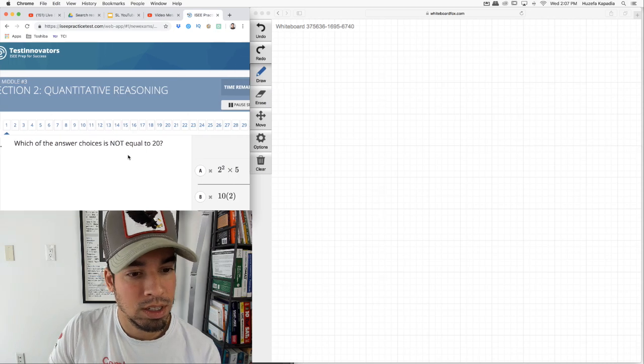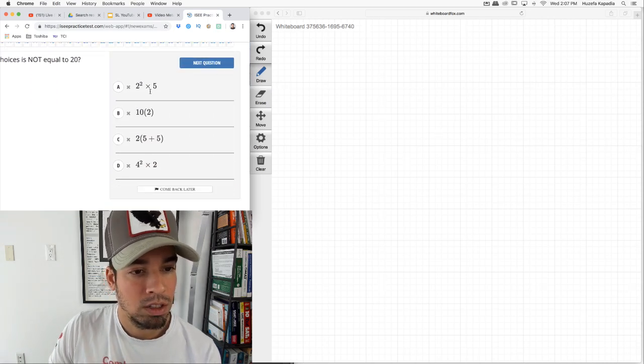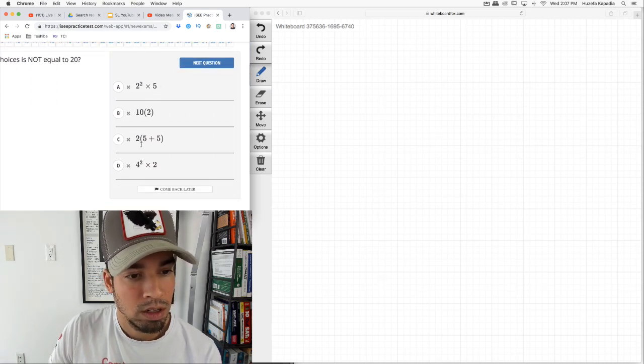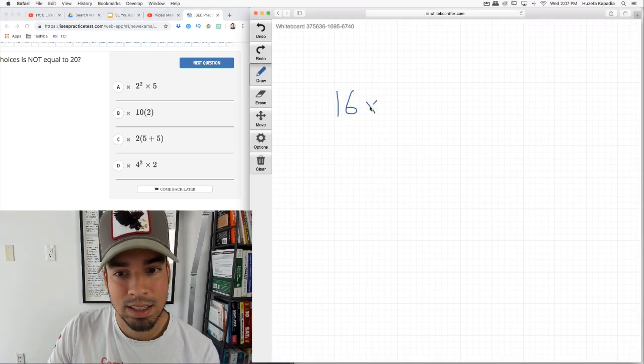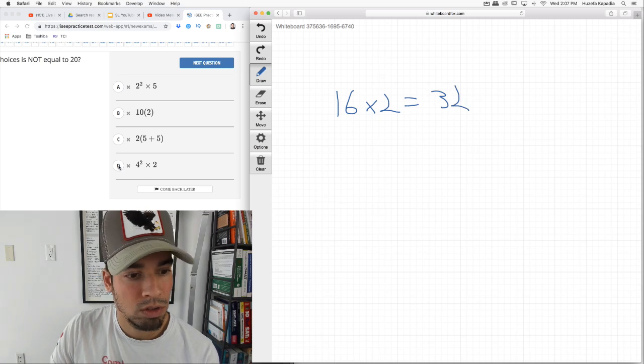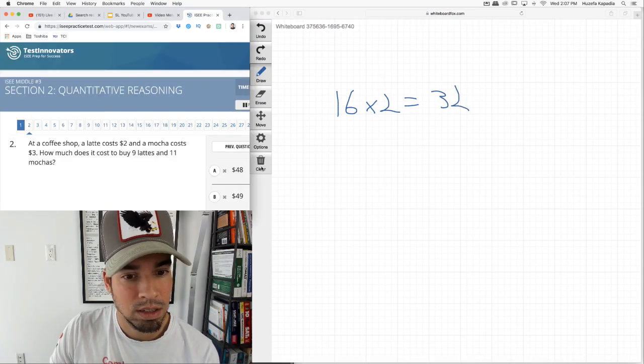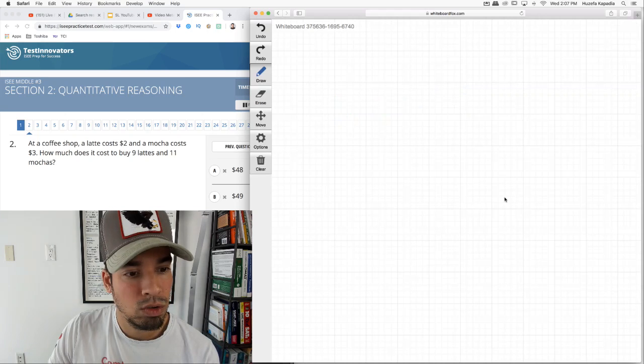Which of the answer choices is not equal to 20? This is 4 times 5, 20, 20, 20, this one. So this is 4 squared is 16 times 2, which actually equals 32. So that's out.